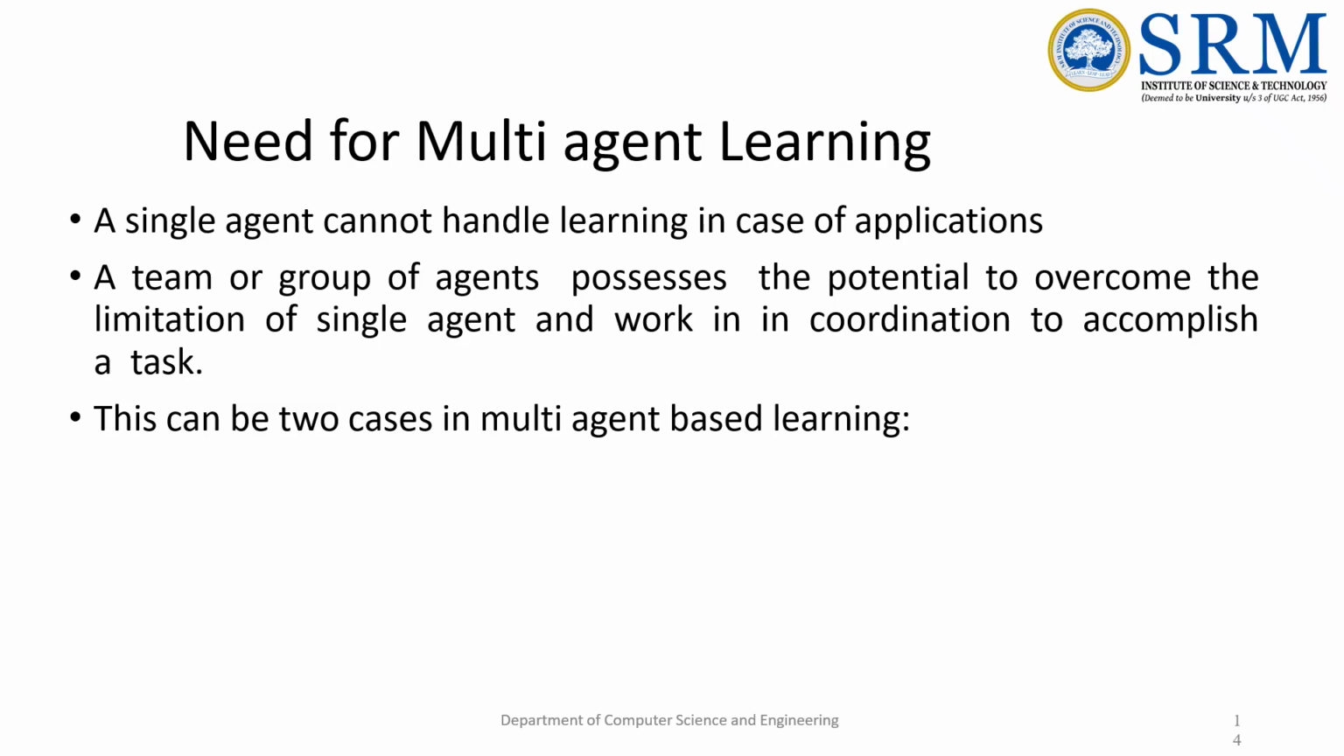Disadvantages of multi-agent learning will be communication overhead, high computational cost, coordination complexity, learning instability, and security risk. Applications will be robotics, autonomous vehicles, smart traffic systems, game playing, smart grids, drone swarms, supply chain management, and telecommunication for network traffic management.